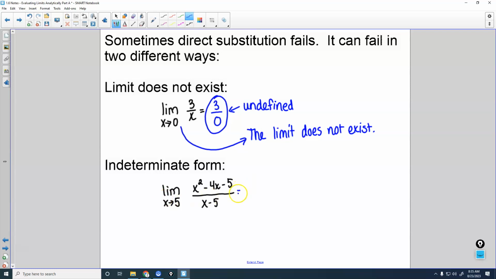Because if we plug in 5 right here, we get 5 squared minus 4 times 5 minus 5, and then 5 minus 5. So 25 minus 20 minus 5, and then we get 0 on the bottom. And then 25 minus 20 minus 5 is 0 over 0. It's not 1. And it's not 0.